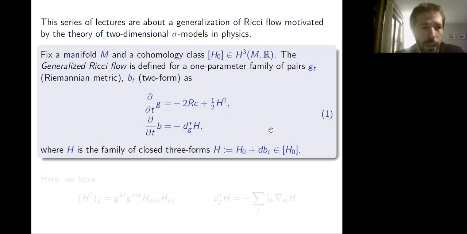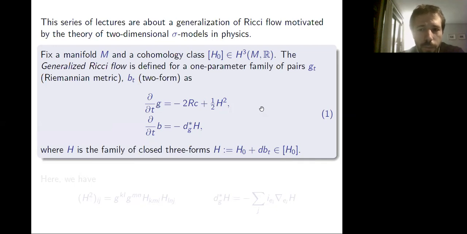Okay, so let me go into some details. We fix a manifold M and a cohomology class in this manifold. I'm going to assume that M is compact for simplicity. One could think of more general cases. Then generalized Ricci flow is defined for a 1-parameter family of pairs, g_t, which is a Riemannian metric as before, and b_t, which is a 2-form. And the flow is given by this pair of equations.